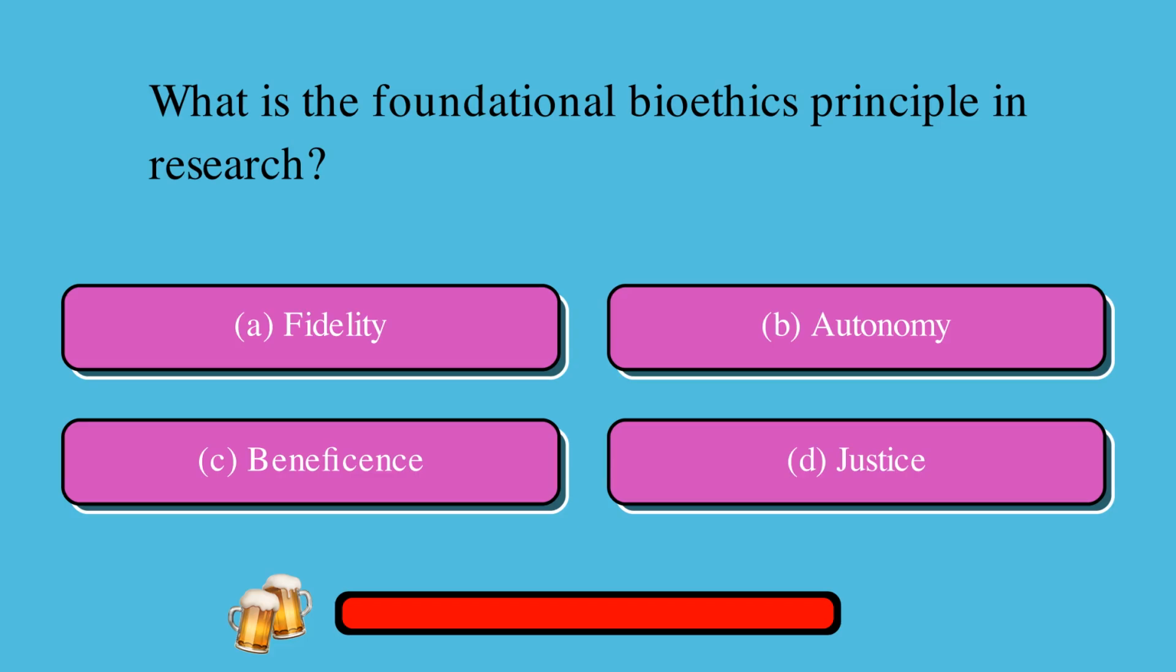What is the foundational bioethics principle in research? A, fidelity, or B, autonomy, or C, beneficence, or D, justice? The correct answer is C, beneficence.